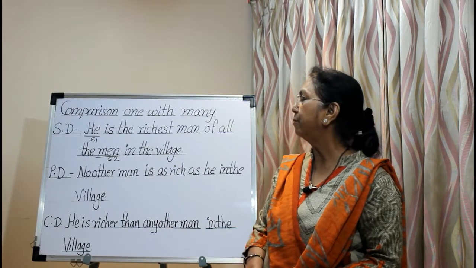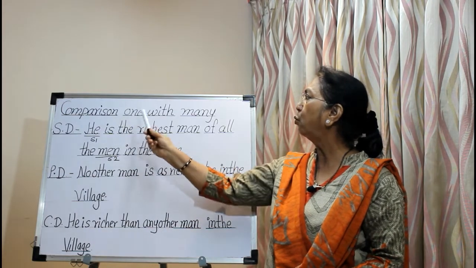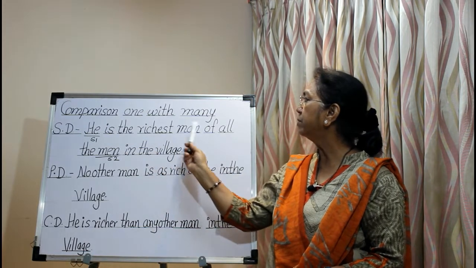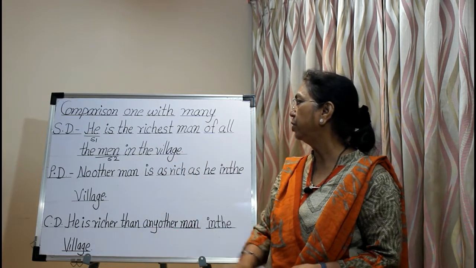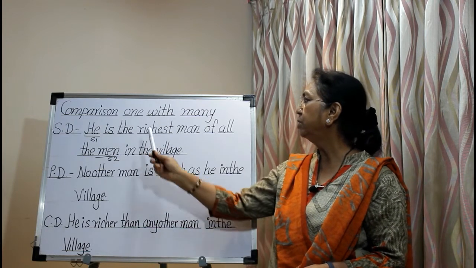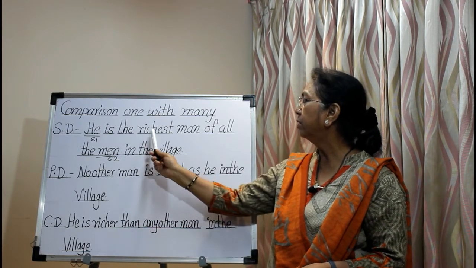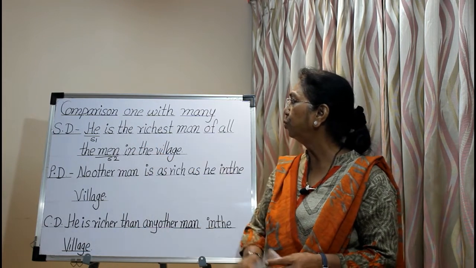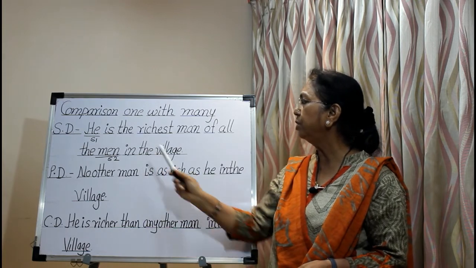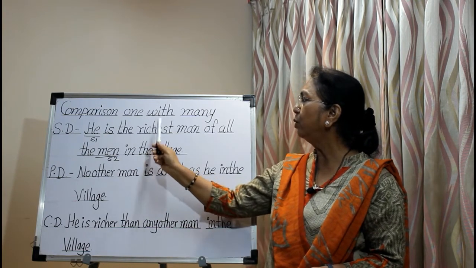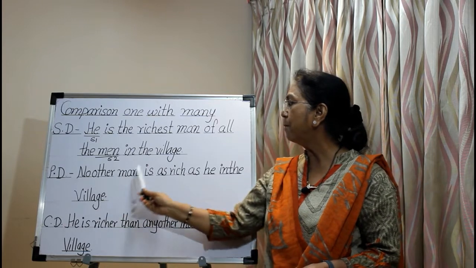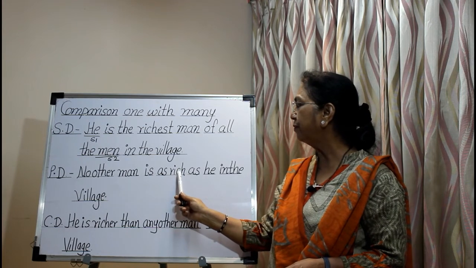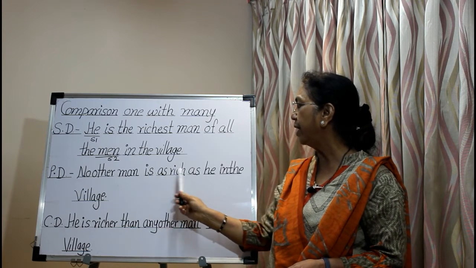See one more example of comparison one with many. See the first one. He is the richest man of all the men in the village. He is only the richest. This is a superlative degree. The adjective is added with est and the article is used before it. Now how to change it into positive degree? As he is the only richest, no other man is as rich as he in the village. Here the basic form of the adjective is used between as.